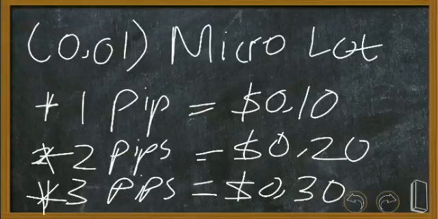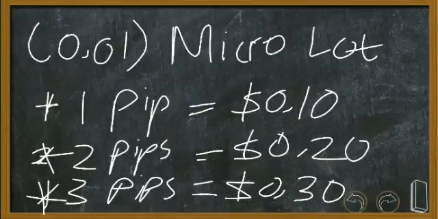Then there it is. Remember, it's for 1 micro lot. So if it's 2, you multiply by 2 at the end. If it's 3 micro lots, you multiply by 3. Then that's how your calculation should go.